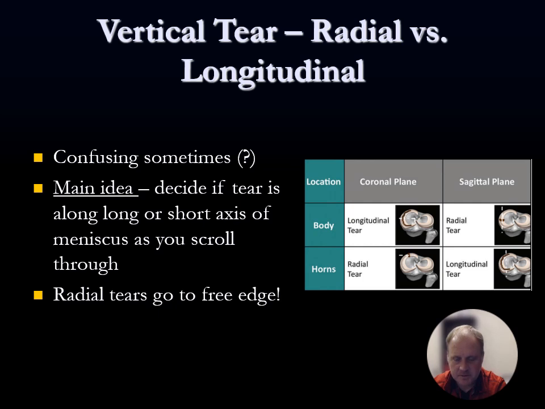Here's some comparisons of what the vertical tears are, radial versus longitudinal, a concept that I think can be a little bit confusing at the beginning, but there's one more slide just showing where they look and how they appear. Basically, the main idea is to decide if the tear is along the long axis or short axis of the meniscus as you scroll through, and keeping that important concept that no matter how you slice it, these radial tears have to go to the free edge, whereas the longitudinal tears typically or should not involve the free edge.